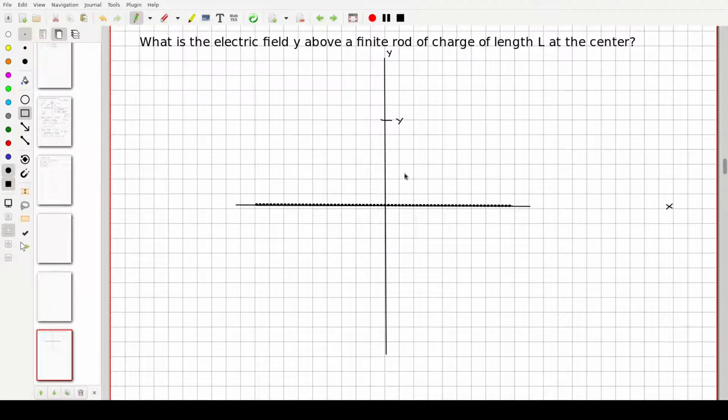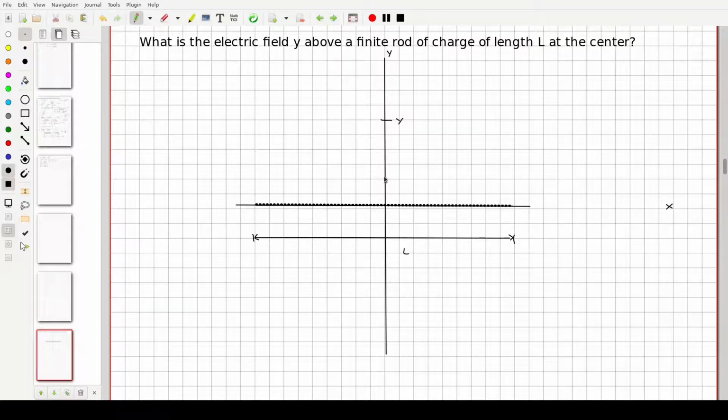This is a finite rod. It has a length of L. That is, if you go from here to here, this distance right here, that's L. What I'm going to do is split the rod in half. So this is going to be our point of interest, at the center point.